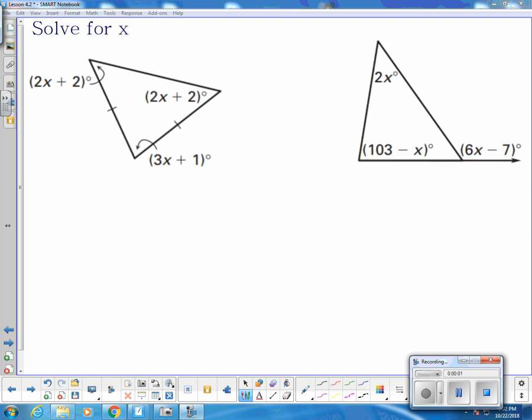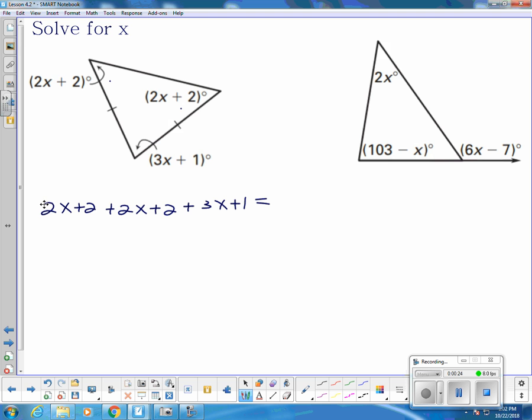These were ones like we did on Friday. The 3 interior angles of a triangle will add up to 180. So we're going to write that equation. 2x plus 2, this angle, plus 2x plus 2. Oh, those angles are the same. So what kind of triangle do we have here? An isosceles. They also have the sides marked the same.